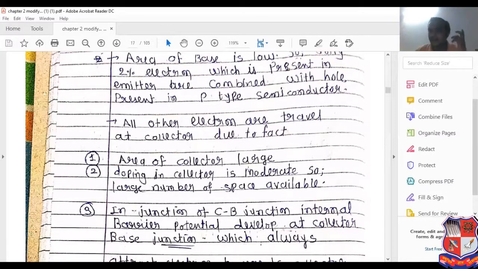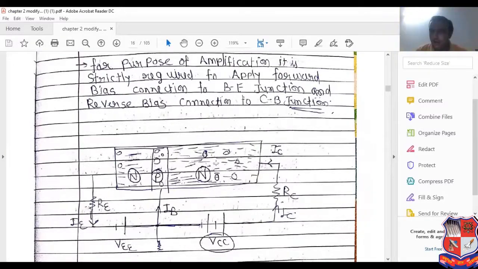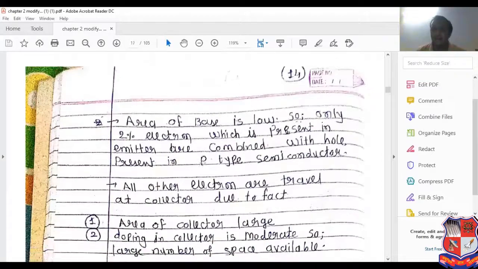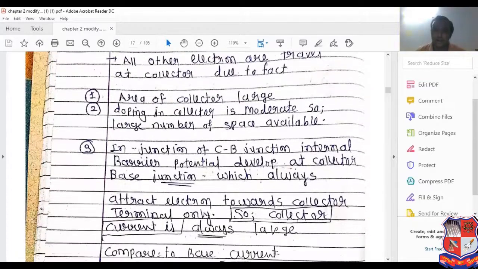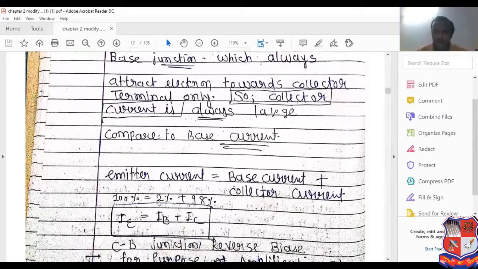Doping in the collector is also moderate, so a large amount of space is available. This is the important point. See this, the area of the collector is large, and doping is always low. That's why a large amount of space is available, so more electrons can travel. So IE equals IB plus IC.